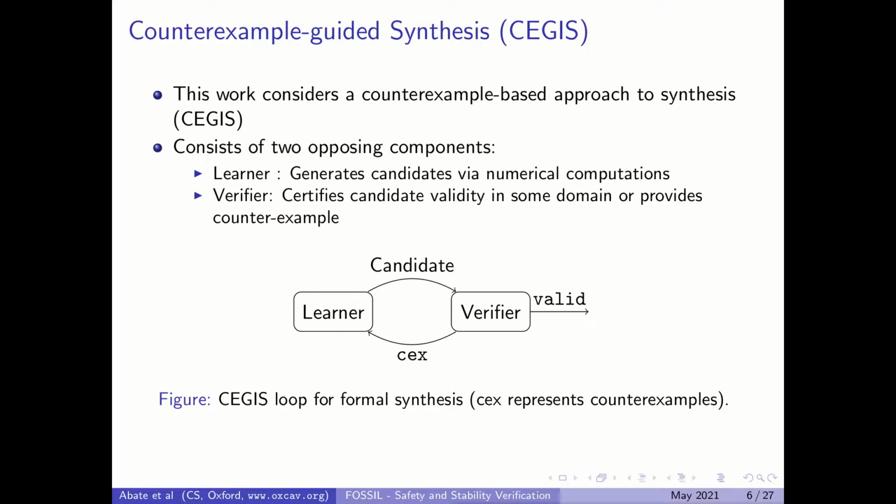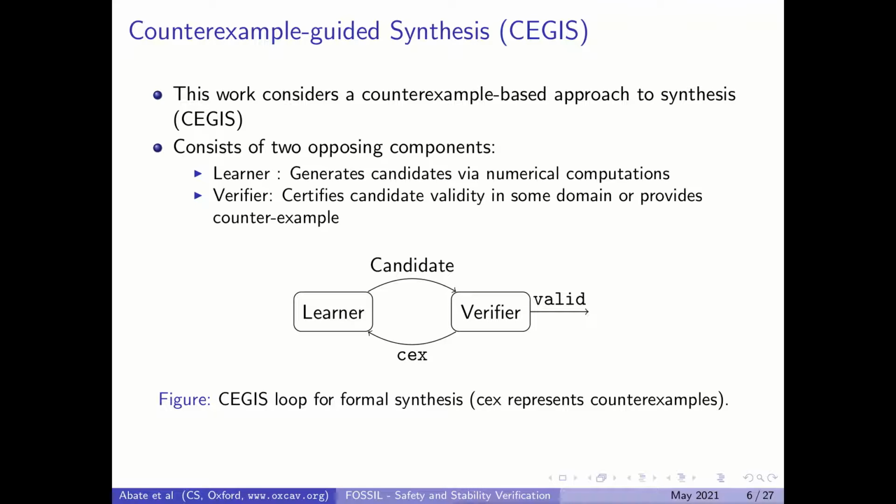So the most common approach to this is known as counterexample guided inductive synthesis, or CEGIS. This generally consists of two opposing components. The first is a learner, which uses inductive methods and numerical computations to generate these candidate solutions to our problem. These candidates are then passed to its opponent, the verifier, which seeks to certify the validity of these solutions over some domain using some formulae. And if it can't certify the validity, it provides this counterexample where the candidate solution is not correct. This opposing game between the learner and the verifier continues indefinitely until the verifier determines that the solution is valid, hopefully, or until you just break the loop.